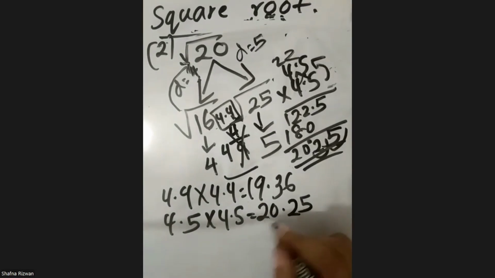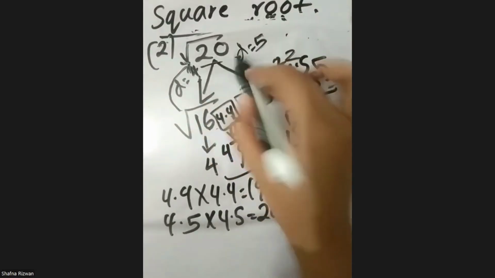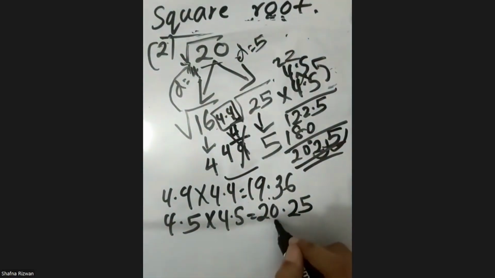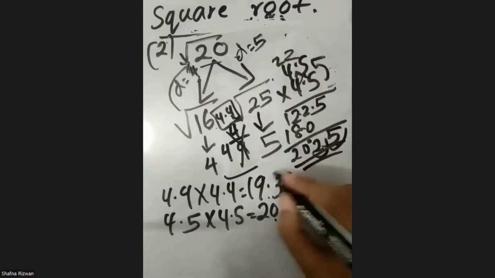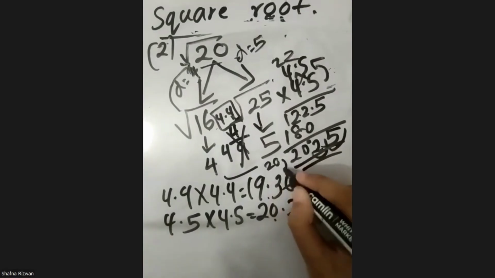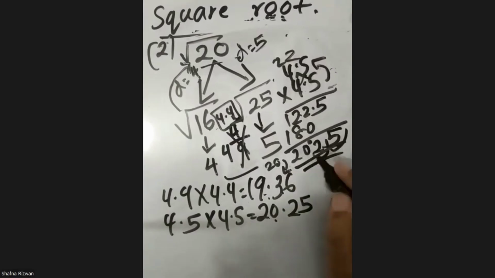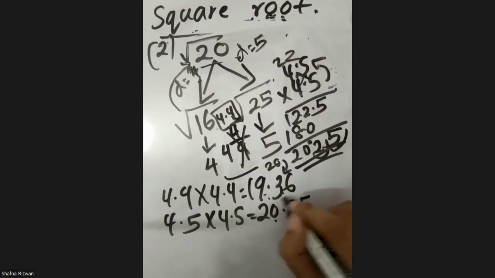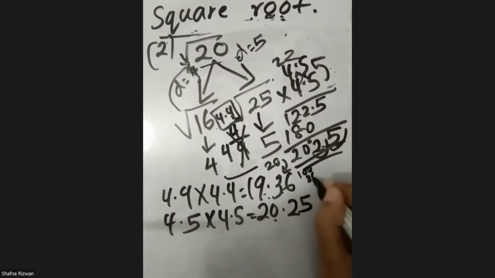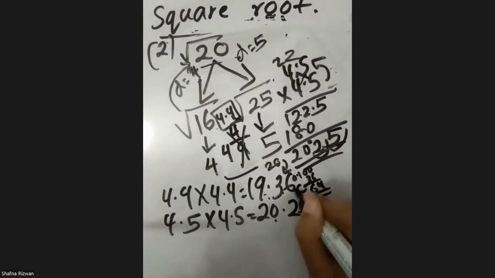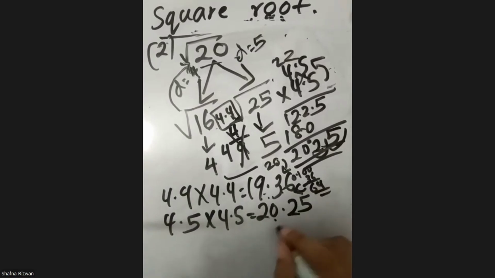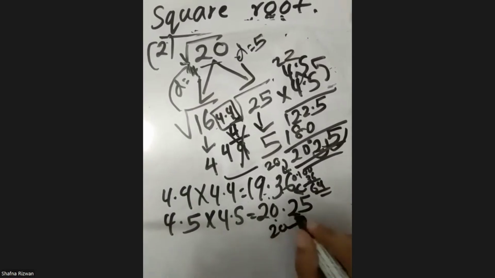So which one is the closest? No need to go further. Here I have got 19.36 and also 20.25. Now with 20, what's the closest value? 20 minus 19.36, what will you get? Here I can do 100 minus 36. How much will you get in decimal places? 0.100 minus 36 is 64. So here I am getting 0.64. That's the difference. How much is the difference to 20? 20.25 minus 20 will give you 0.25.